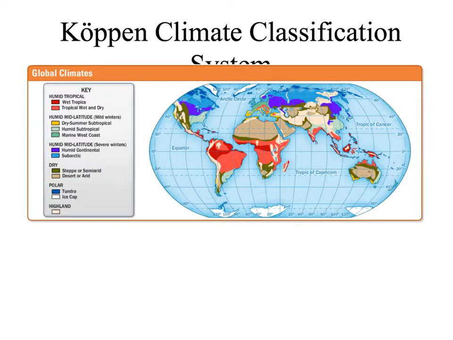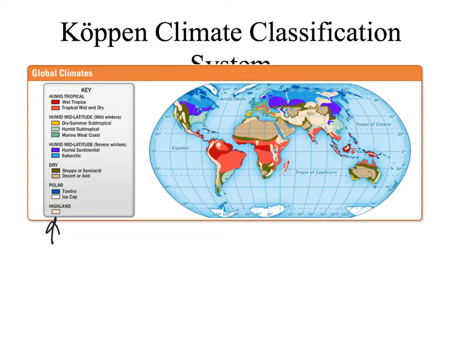So our Köppen climate classification system breaks it down by humid and dry type conditions. For the humid, we have tropical and mid-latitude. We're also going to have the mid-latitude broken down into mild winters, and then severe winters. We'll also have a dry climate system, polar, and then we'll also have some highlands as well. So as we look at our map here, you can see from the symbols over on this side where these climate systems tend to occur.